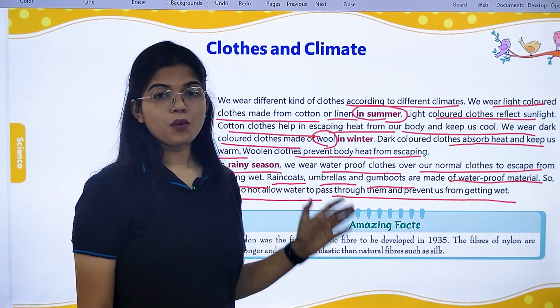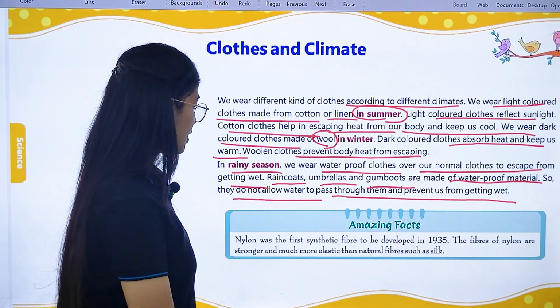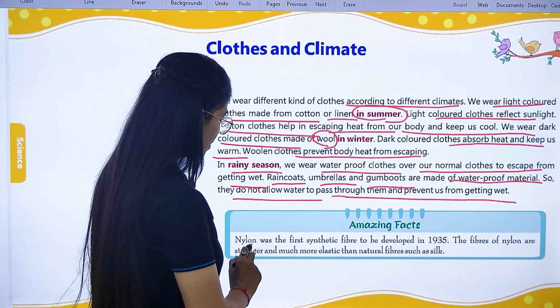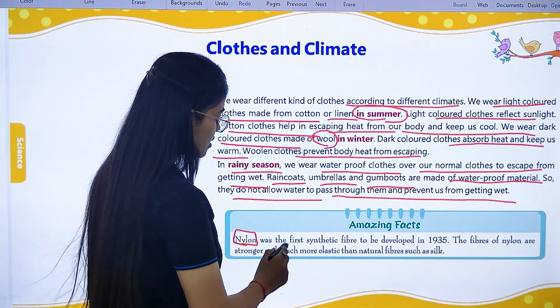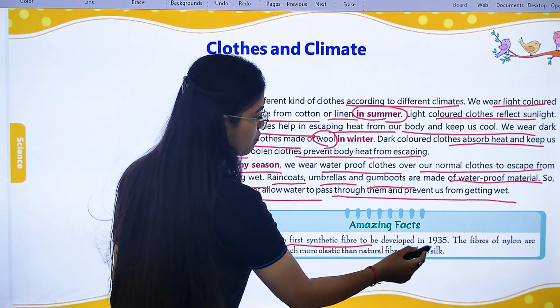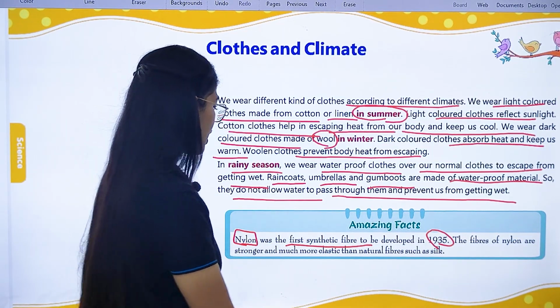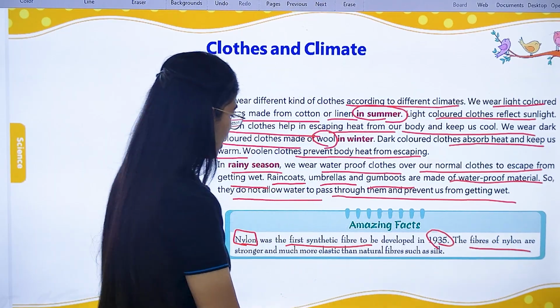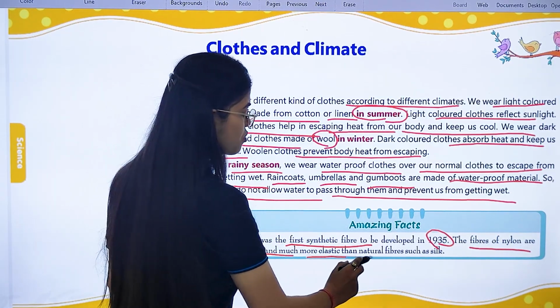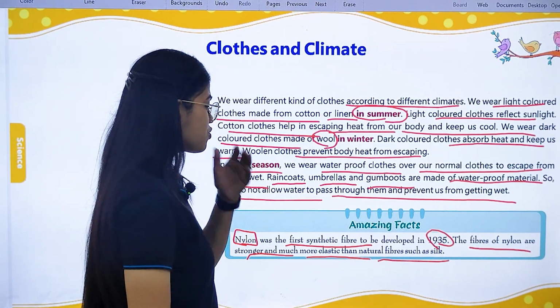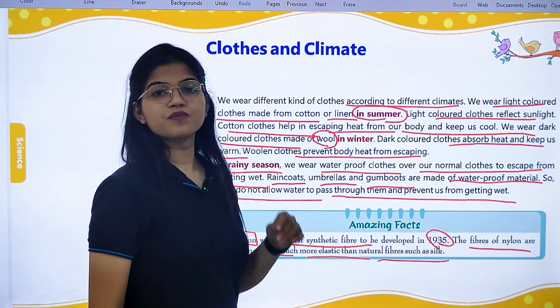See, an amazing fact has been given: nylon, what is it? It is the first synthetic fiber, which was developed in 1935. The fibers of nylon are stronger and much more elastic than natural fibers such as silk.